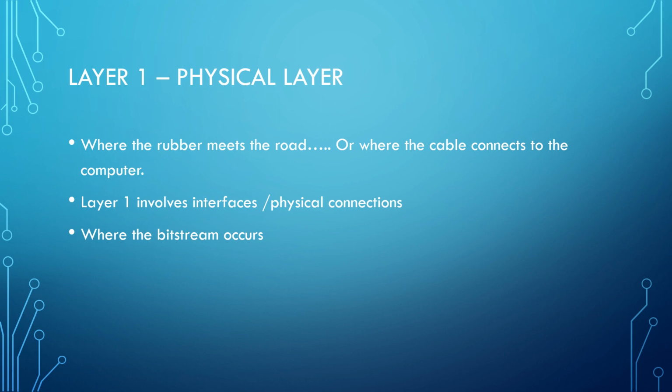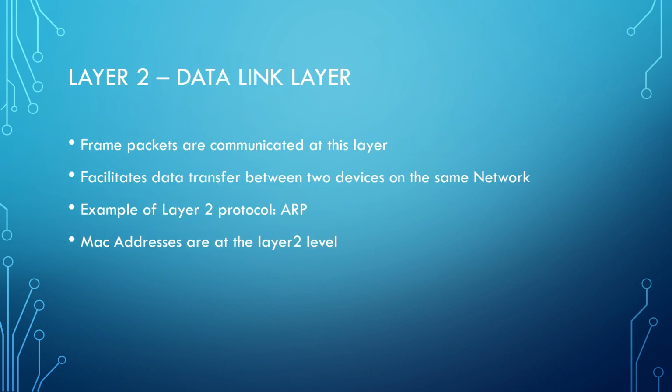So as we move up to the next layer, the layer 2 layer, the data link layer is very similar to the networking layer, which is going to be layer 3, except it focuses on data transfer between 2 or more devices on the same network. Now, I'm going to do a little bit of drawing here for a second, but let us assume you're in an environment where you have one computer here, you have a router here, and you have another workstation here.